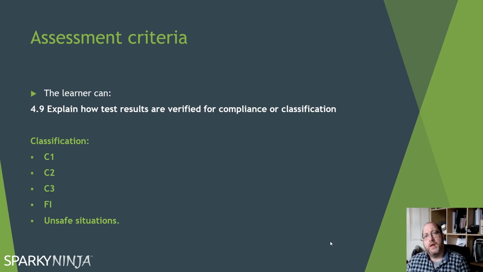4.9. Explain how test results are verified for compliance or classification. So we've just discussed how they're verified, but how are they classified? So we know about the classification: C1, C2, C3, FI, and unsafe situations with regards to condition reports. With condition reports, we have C1, which is danger present, and C2, which is potential danger present. Potential danger, I translate that to mean a single action will introduce danger.